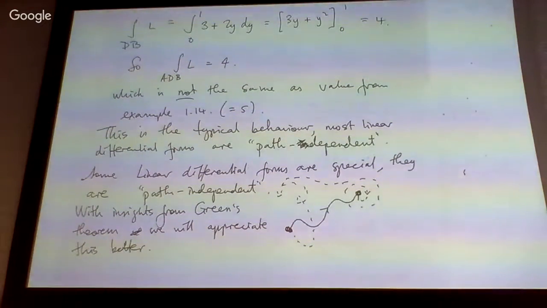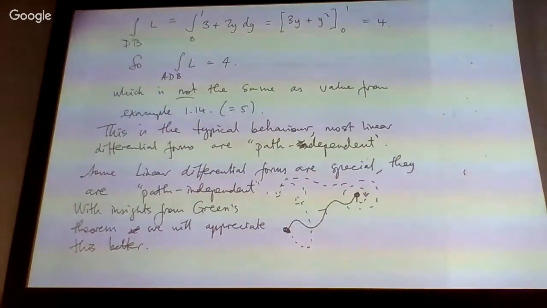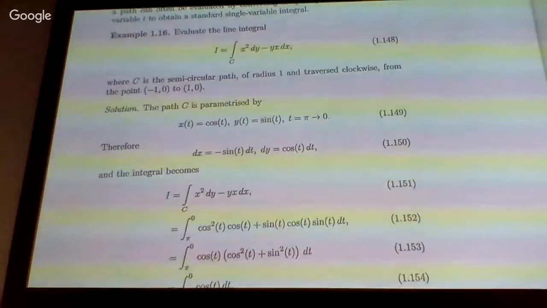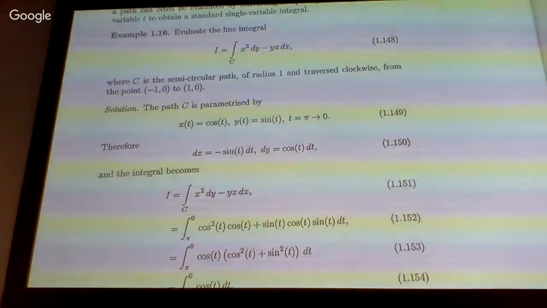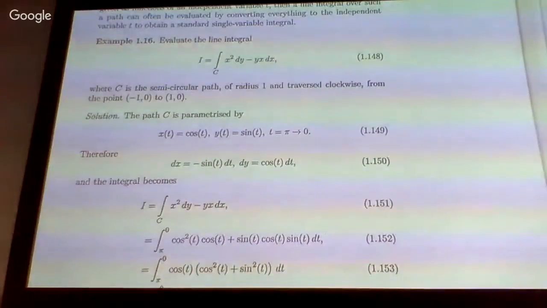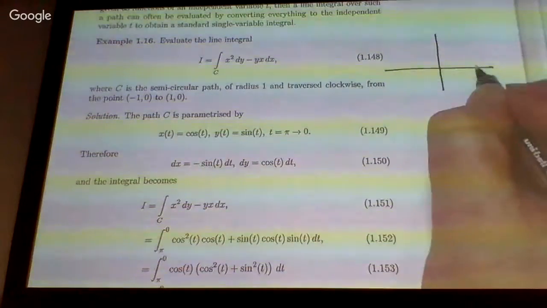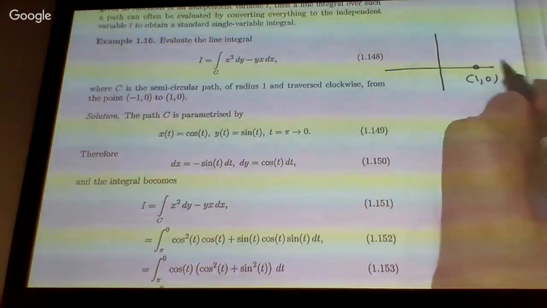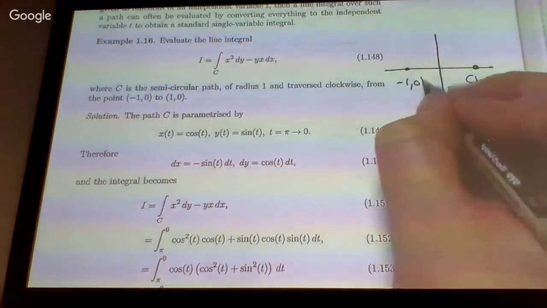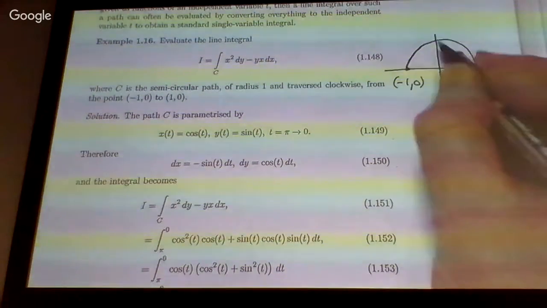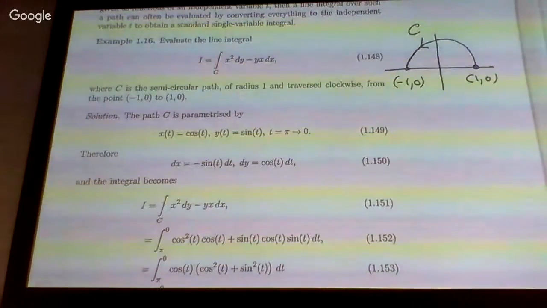There's another example here. I don't think I have much to add to it apart from what's in the notes, so I'll just show it. In example 1.16, we can see another slightly different way to resolve these integrals. Here you've got a linear differential form, but you're asked to go along the semicircular path between (1, 0) and (-1, 0). So your path of integration here is this circle C.